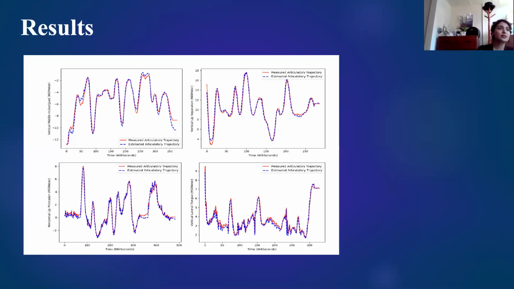This slide demonstrates some examples of utterances for different speakers and different articulators to compare the estimated trajectories with the true measured EMA.